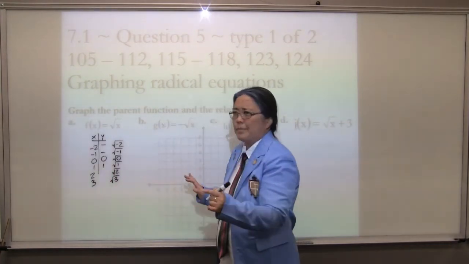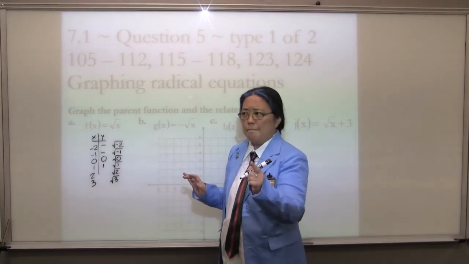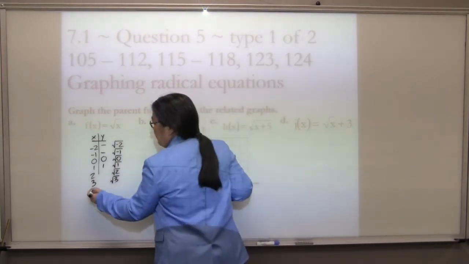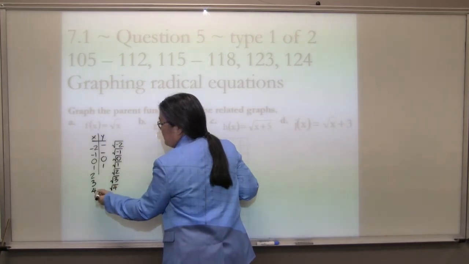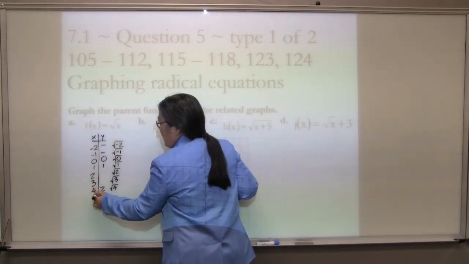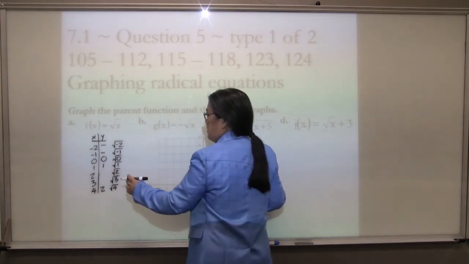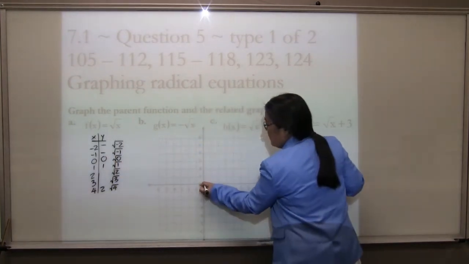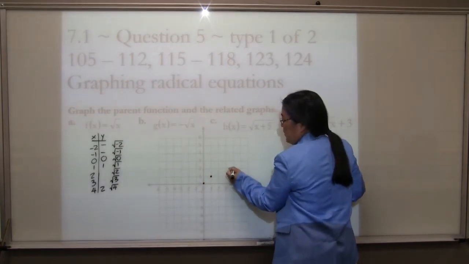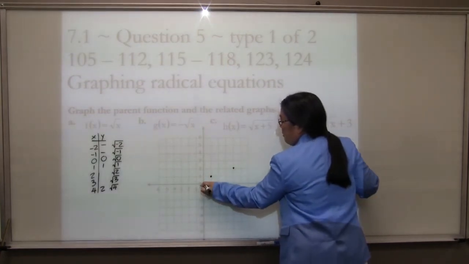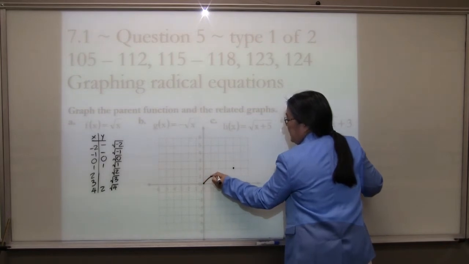Square root of 3. That's still bigger than 1, but it's not nice. The square root of 4. Square root of 4 comes out nicely as 2. These are the ordered pairs that I'm going to be graphing. I want 0, 0, 1, 1, and 4, 2. This will help me graph. Whee!